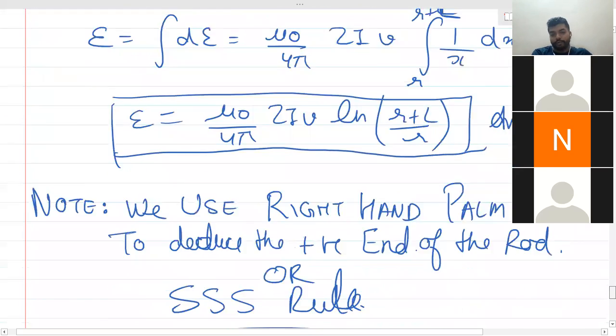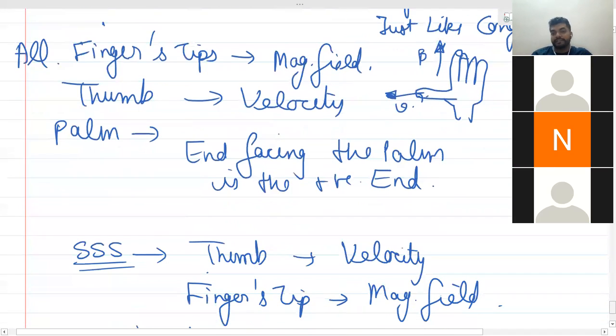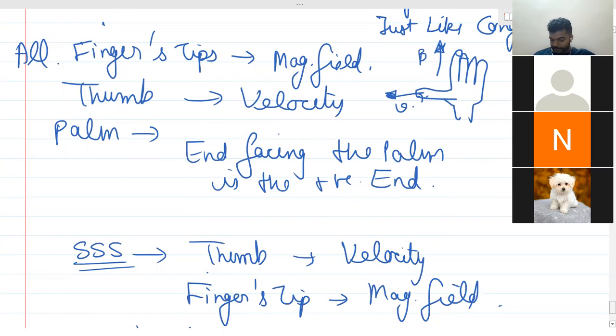Guys, is this clear? It's up to you, whichever you want to use. SSS is basically derived from right hand palm rule only. It's a fun way of learning the right hand palm rule. So Schiff's snake rule is basically that. Are you getting my point? Please write it. Is it fine? I have written it like this. Are you able to understand this? And you need to apply it twice or thrice, then automatically it will go inside.